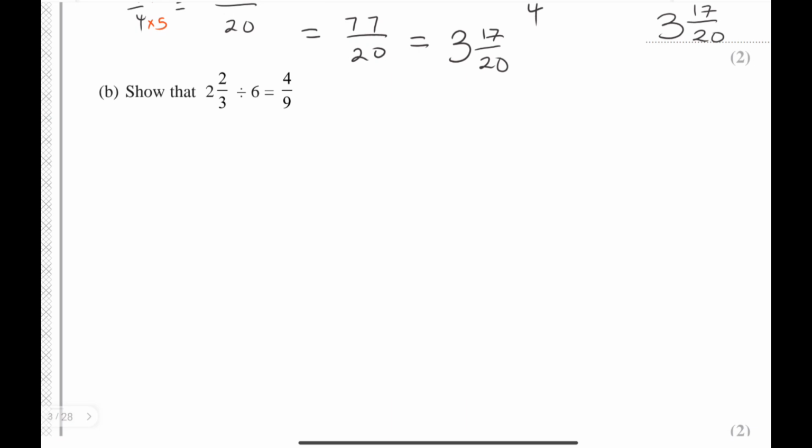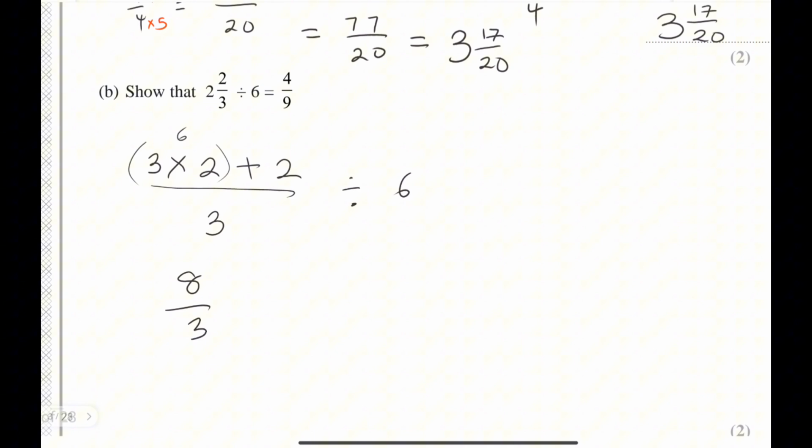Show that 2 and 2/3 divided by 6 equals 4/9. Easy. Again, we convert 2 and 2/3 to an improper fraction. Just like the previous question that we solved, all we have to do is 3, the denominator, multiplied by 2 wholes, then plus the 2 in the numerator, then all divided by 3, then divided by 6. If you follow the order of operation, 3 times 2 is 6, and 6 plus 2 is 8.